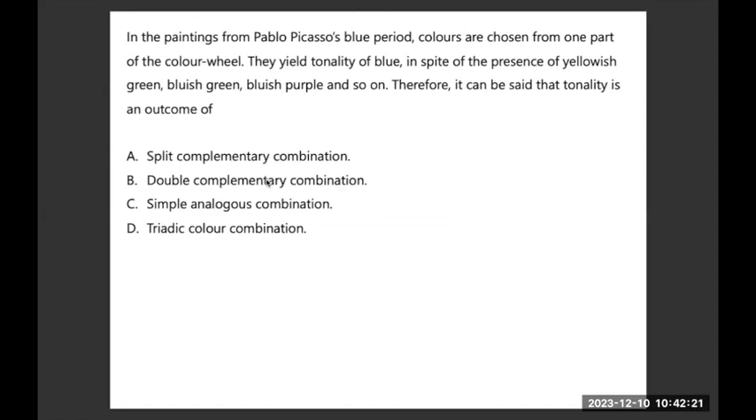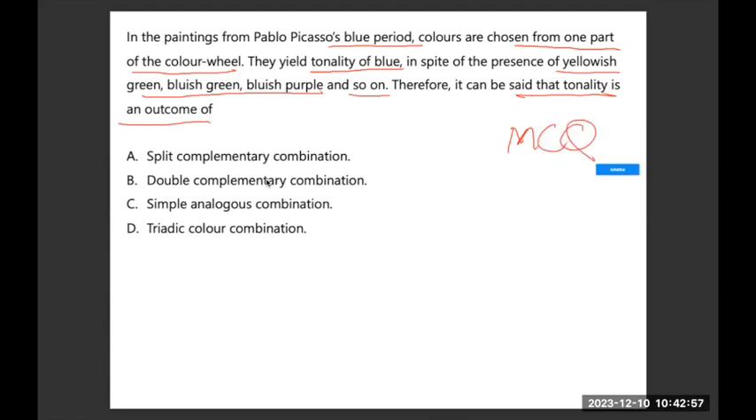In the paintings from Pablo Picasso's Blue period, colors are chosen from one part of the color wheel. From only one part of the color wheel, colors were chosen. They yield tonality of blue in spite of the presence of yellowish green, bluish purple, and so on. Therefore, it can be said that tonality is an outcome of which combination? Split complementary, double complementary, simple analogous, or triadic color combination. This is an MCQ based question.